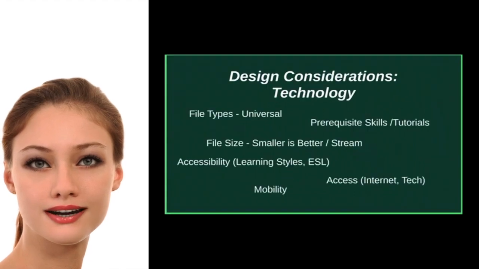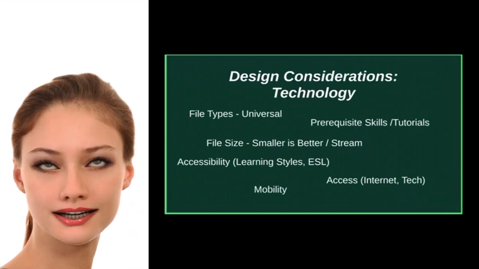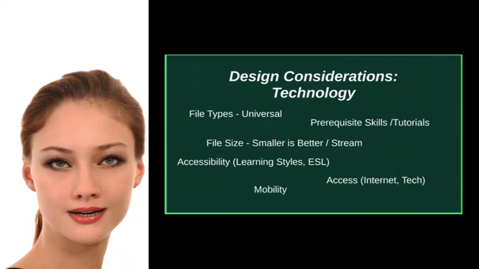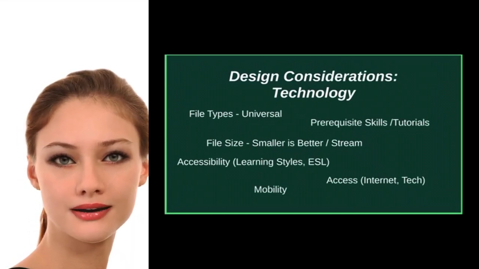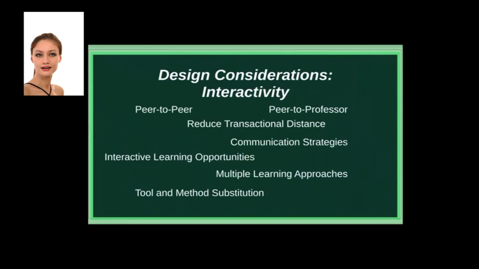The technology phase considerations include questions about, do the learners need prerequisite skills to use the technology? What are the file sizes that are required? Is it easy access to the internet and the technology? And what is required if they use mobile devices? During the iterative design phase, we also look at interactivity to look how the course will interact with its users. Is it peer-to-peer? Is it peer-to-professor? Are there multiple learning activities? Are there interactive learning activities, and how can the design reduce the transactional distance between the learner and the content?